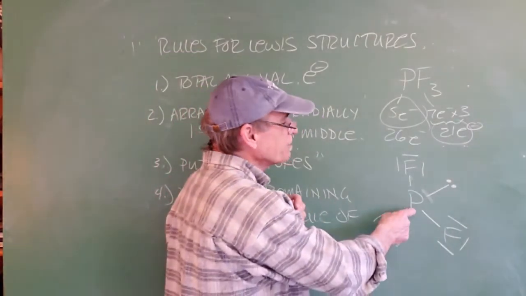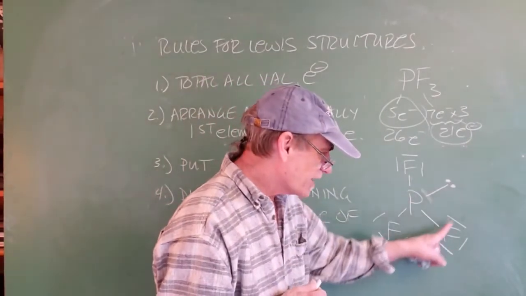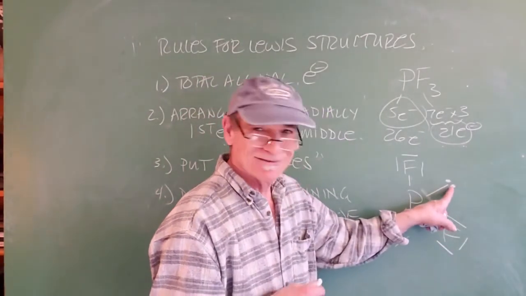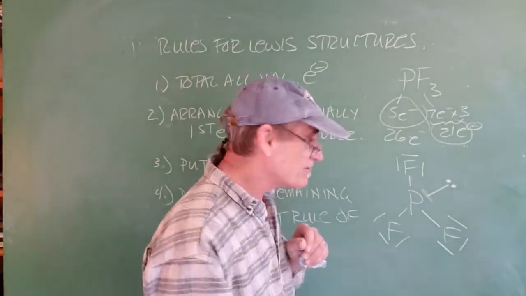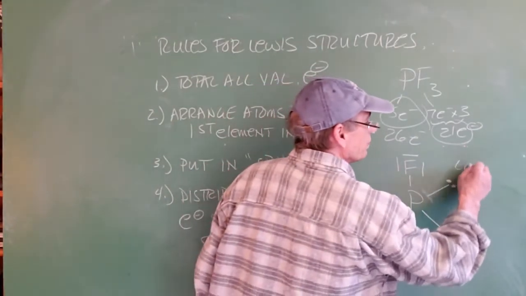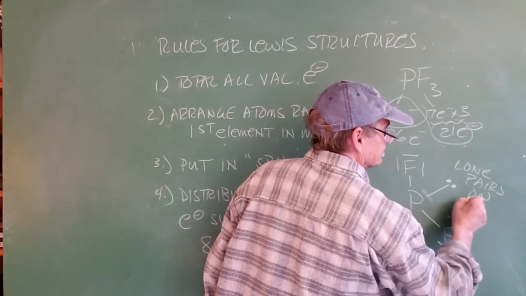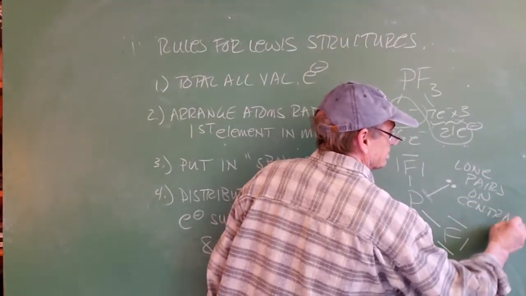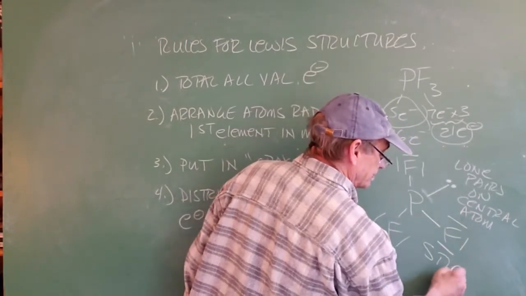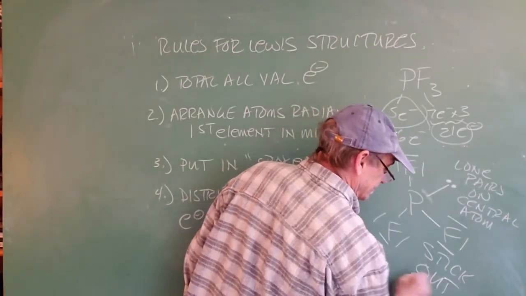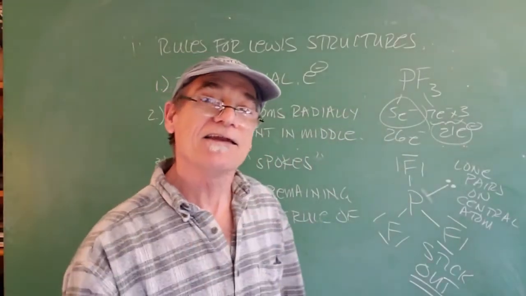So when I discuss PF3 and we talk about its shape, I talk about it being a 4-legged molecule, even though one leg sort of doesn't have a foot on the end of it. It still sticks out into space. So let's just say the lone pairs on the central atom sort of stick out. I think that's a chemical term, stick out. All right, so I'd like you to get in the habit of that.